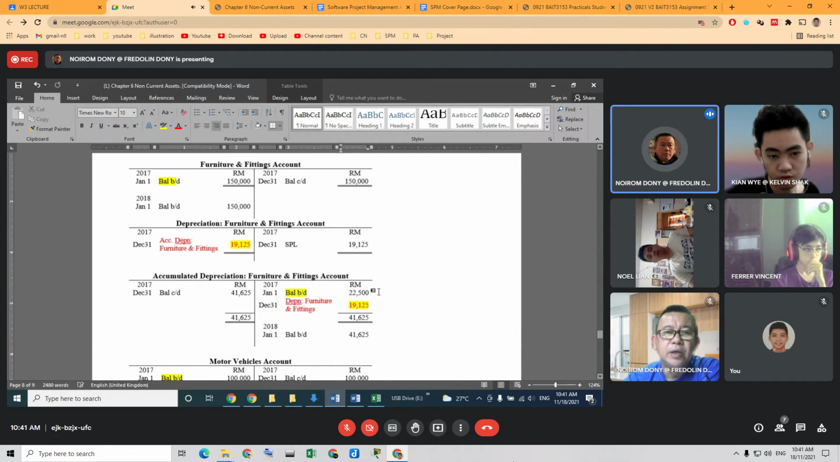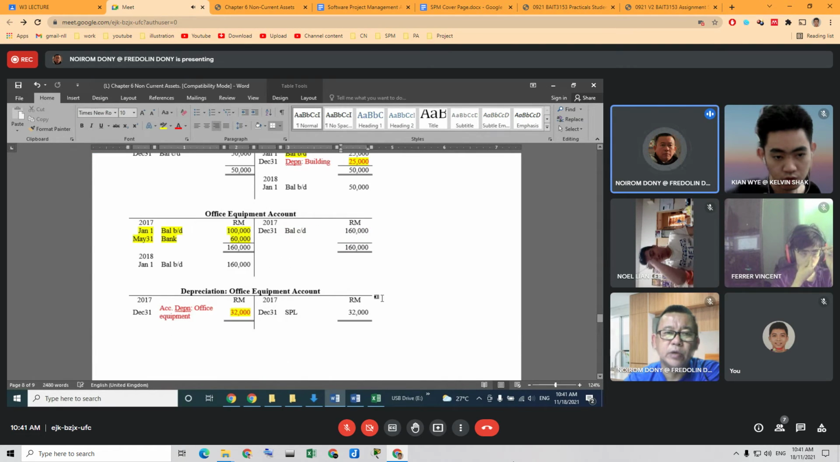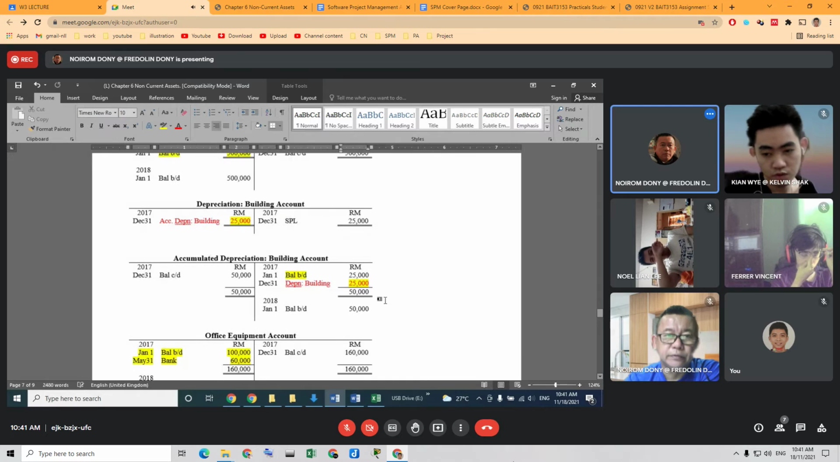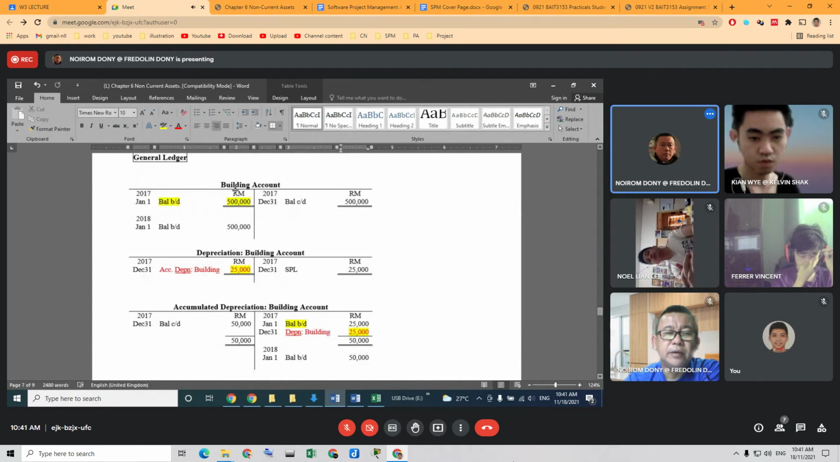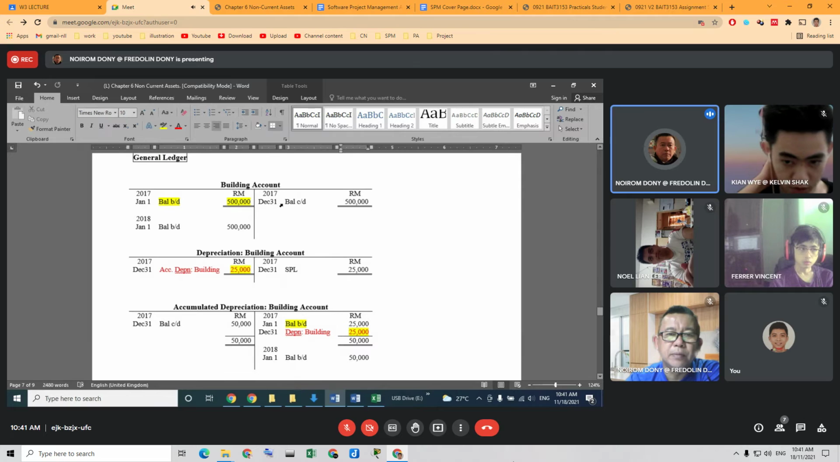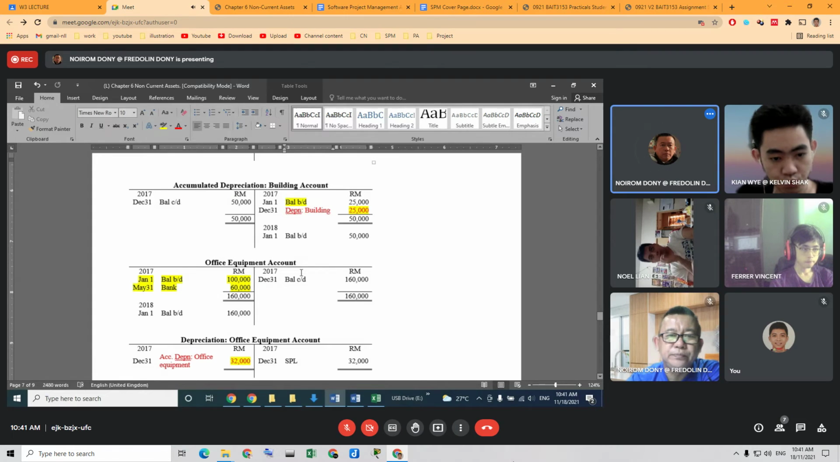Now we do balance off and carry forward, balance off and close off. So like building, we have to balance off. No other transaction, so put 500,000 on the credit side and do the double line. This will be balance CD, and then balance BD the next following year on the debit side. Then depreciation, we have to close off. Close off all the expenses. Only depreciation is expenses, so this one also we close off.